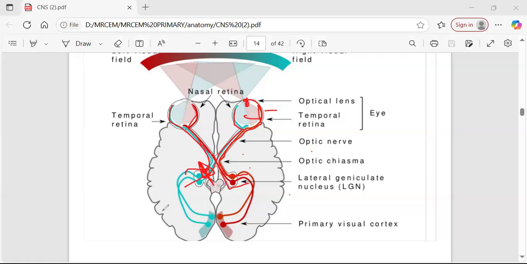So there can be a question: if there is an issue on the right optic tract, so which retina is involved? Temporal, so on the right side, the right temporal retina will be involved and the left nasal retina. So that's how the question can be asked in the exam. And if there is a right optic tract issue, there will be contralateral homonymous hemianopia. Okay.